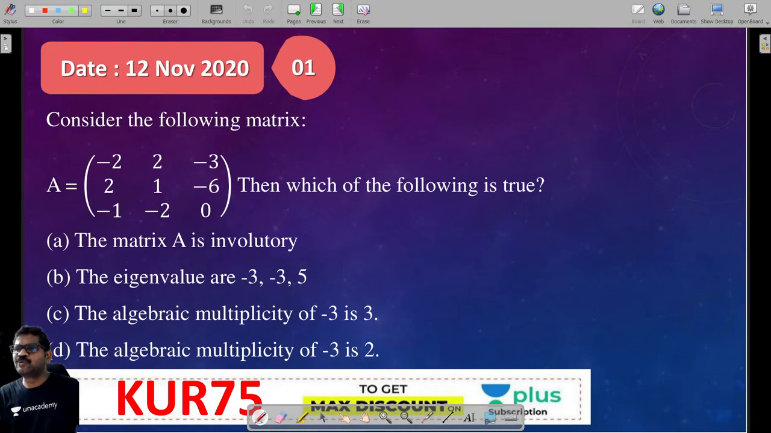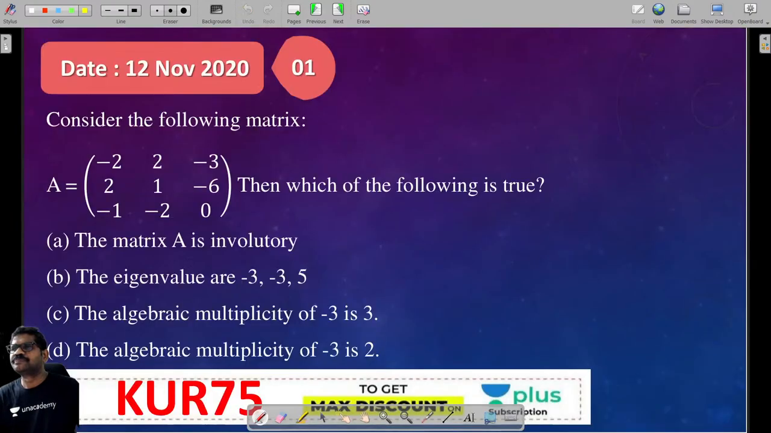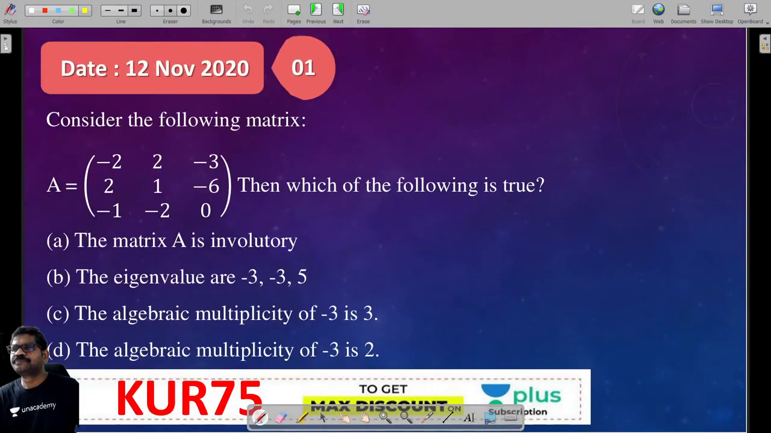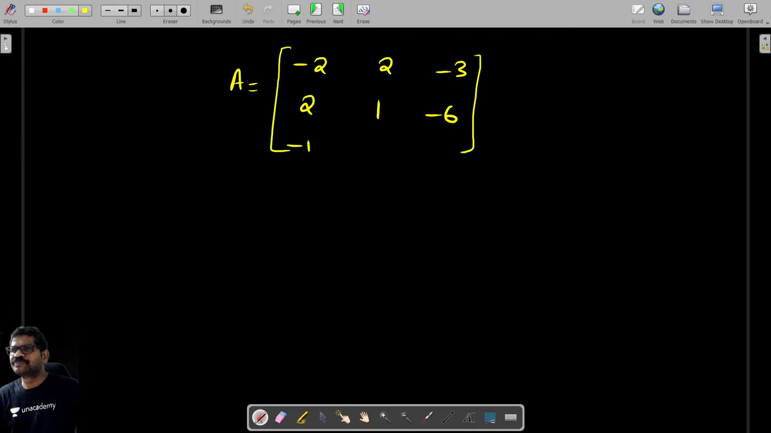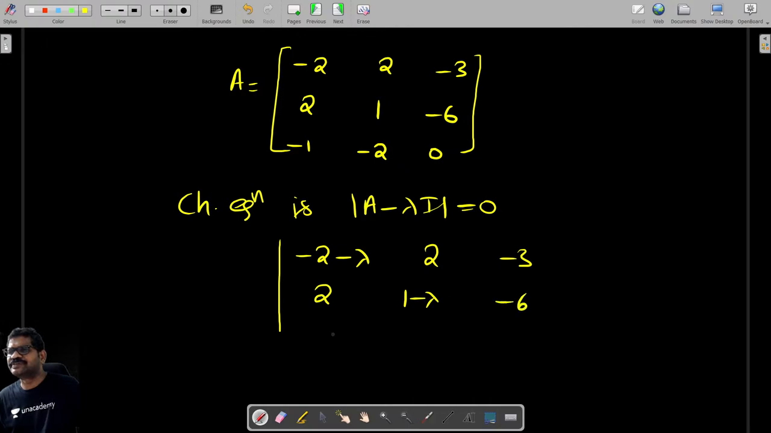Matrix A is minus 2, 2, minus 3, 2, 1, minus 6, minus 1, minus 2, 0. Now, first, the characteristic equation is determinant of A minus lambda equal to 0. So, determinant of minus 2 minus lambda, 2, minus 3; 2, 1 minus lambda, minus 6; minus 1, minus 2, 0 minus lambda, equal to 0.